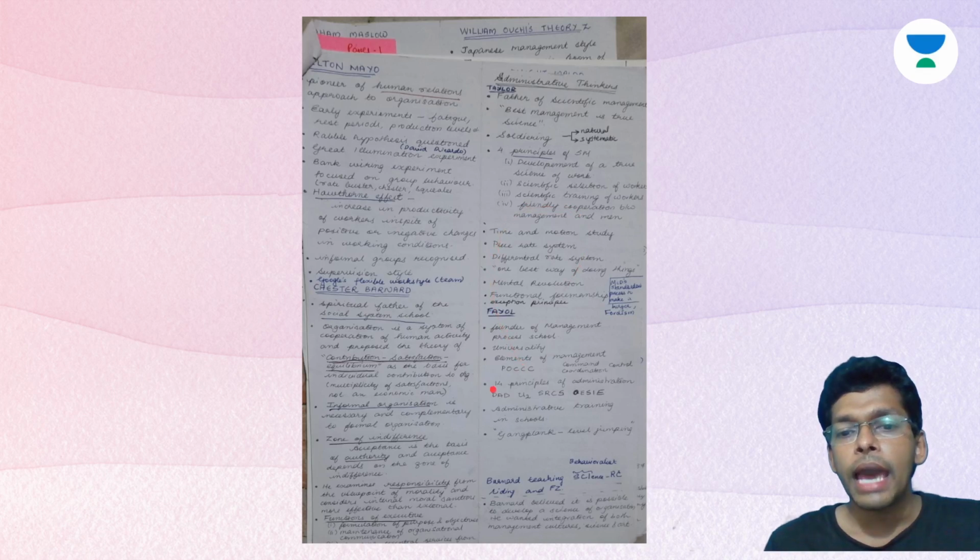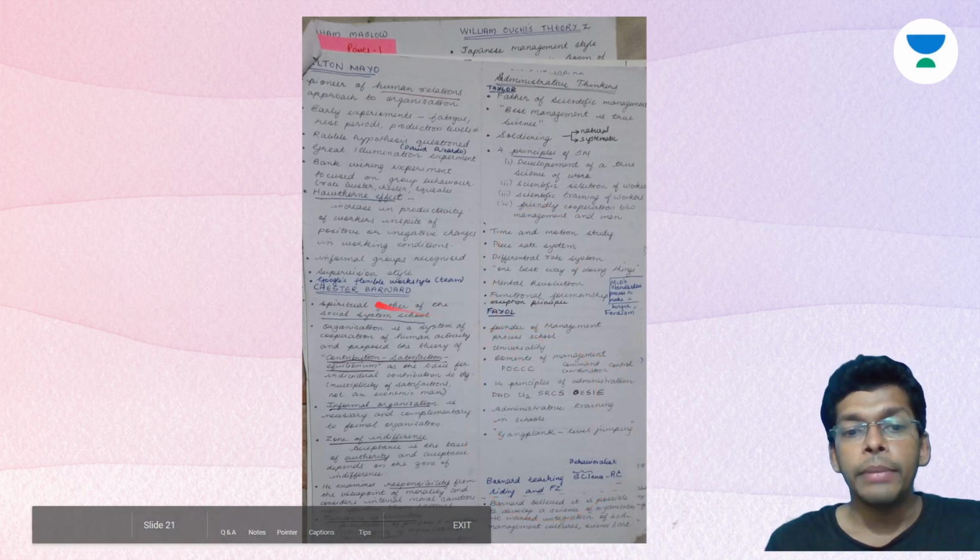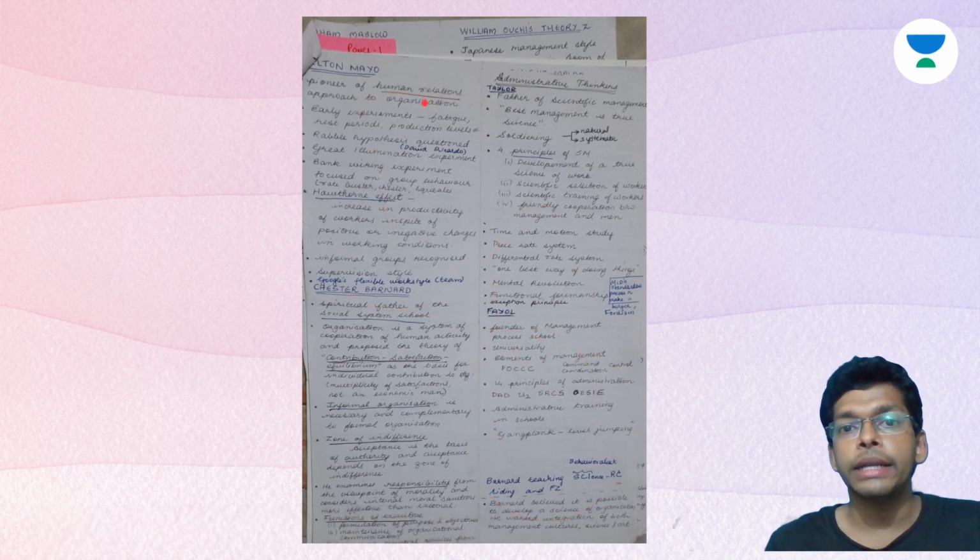So similarly, I have made notes for Fayol also, I have made for Chester Barnard, and I have made for Elton Mayo. So this is just to show how to make notes, how to make very crisp notes, where you can revise in a very short time. So this is all about my note making strategy.